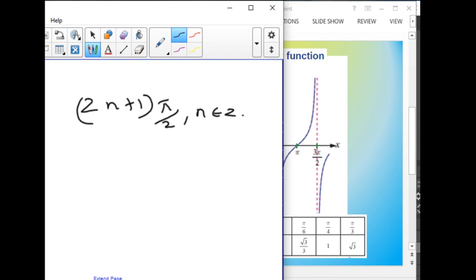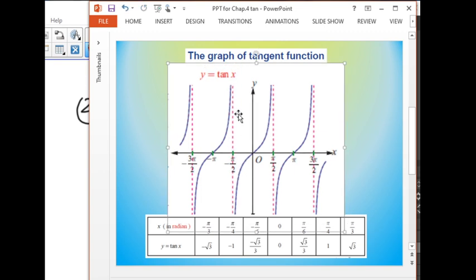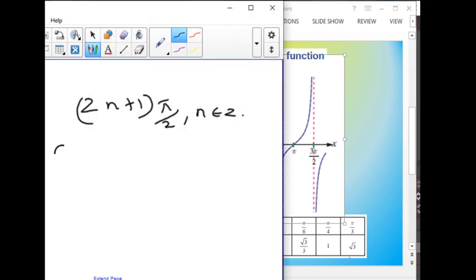At this point, we have infinity, therefore, we have a straight line at this point. Okay, at 2n plus 1 into pi by 2, we have a straight line, and these straight lines are called asymptotes. The straight lines at pi by 2 are called vertical asymptotes because the lines are vertical.